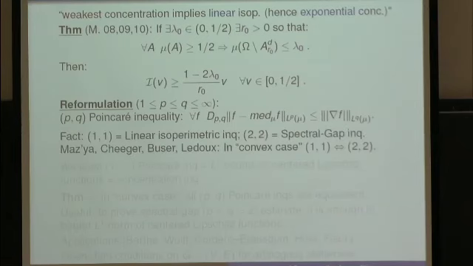Okay, so here's some facts to get us started. It turns out that the 1,1 inequality, when p is equal to 1, q is equal to 1, is completely the same as a linear isoperimetric inequality. Just by passing from functions to level sets using the so-called co-area formula, it's not hard to show that it's the same. So 1,1 is linear isoperimetry. 2,2 is the usual classical Poincare inequality, the usual spectral gap inequality. And we said that by Maz'ya-Cheeger, 1,1 always implies 2,2. And it was known by Buser and Ledoux prior to our result that in the convex case, 2,2 implies back 1,1. So 1,1 and 2,2 were known to be equivalent.